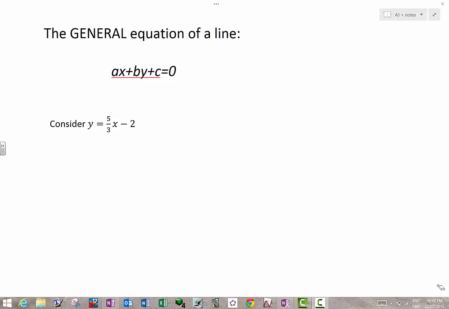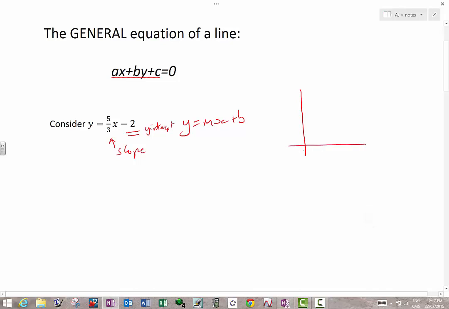We already know from our work with y equals mx plus b that this tells us that the slope is 5/3 and minus 2 tells us the y-intercept. In other words, if we graphed it, we know that it goes through minus 2 on the y with a slope of 5/3, which is about, well, 1.66. So it will look something like this.